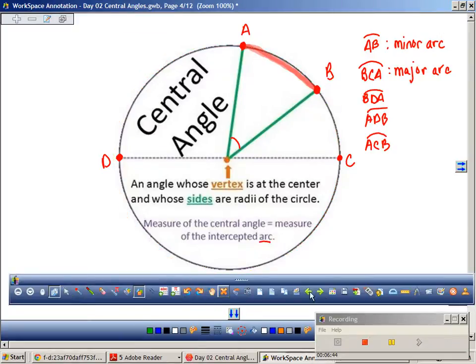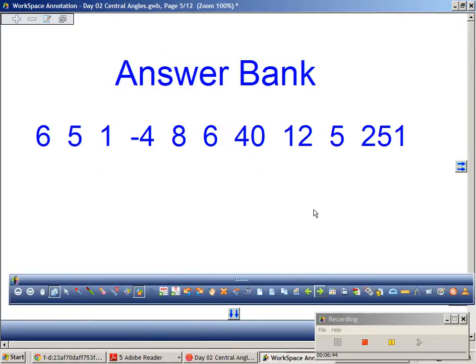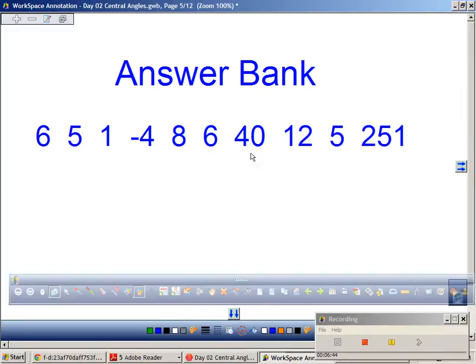Erase that. Okay, so here's the answer bank for your worksheet. So go ahead and pause the video and write down these numbers on your worksheet. These are going to be for numbers 9 through 18.